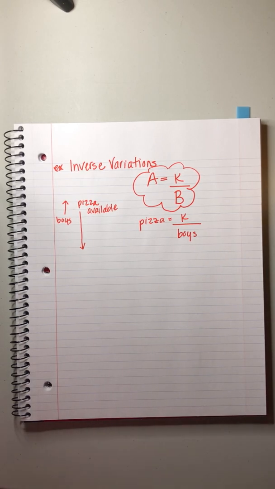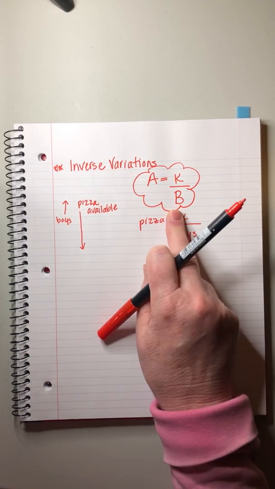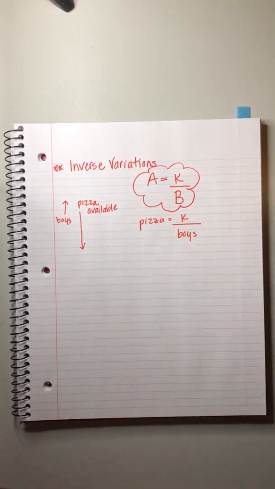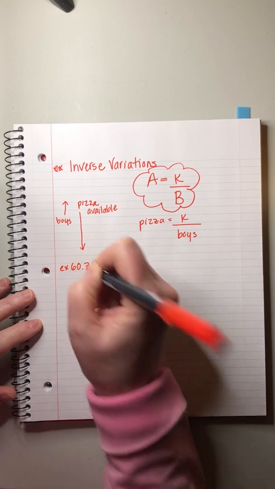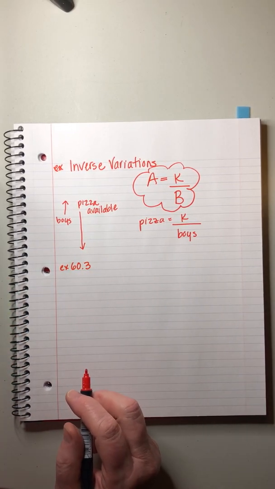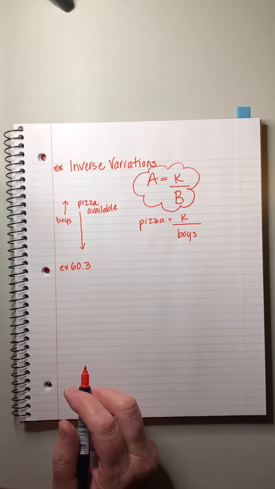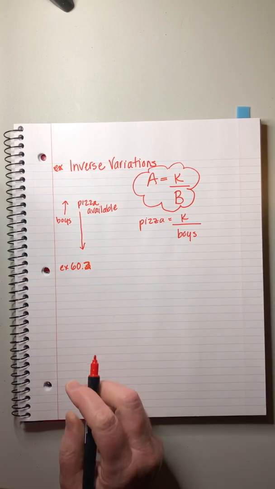Oh my gosh. Okay, so notice how it's different. For an inverse variation, we divide by the other one. Okay, so now I'm going to do example 60.3, which is another everyday life one, except it's got clowns, so I'm sorry. The number of clowns was, oh, sorry. Never mind. Let's do 60.2.